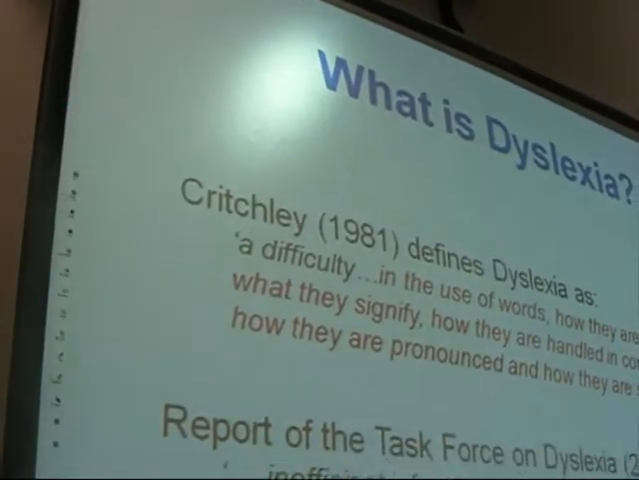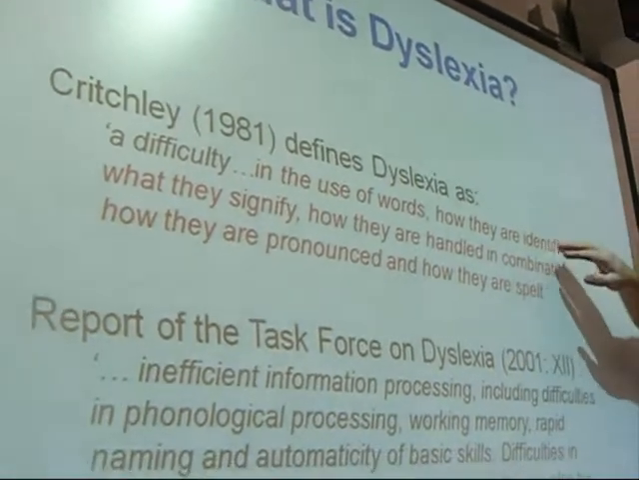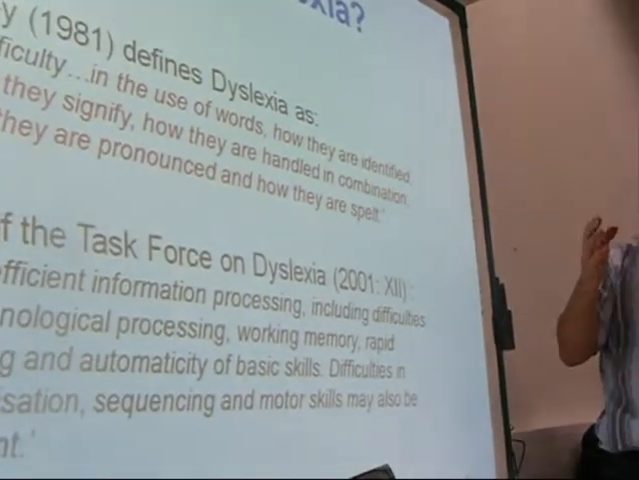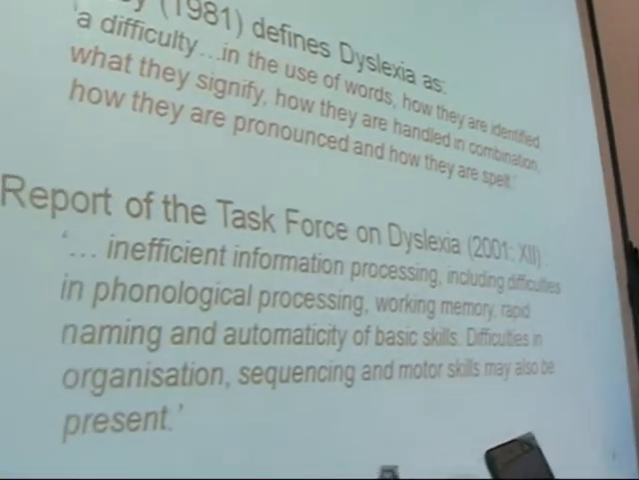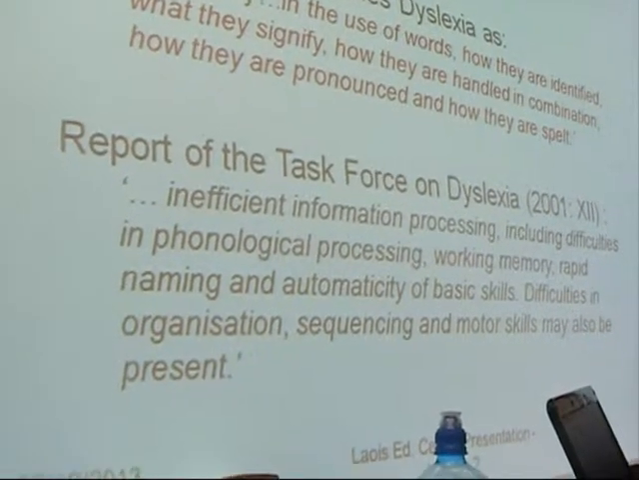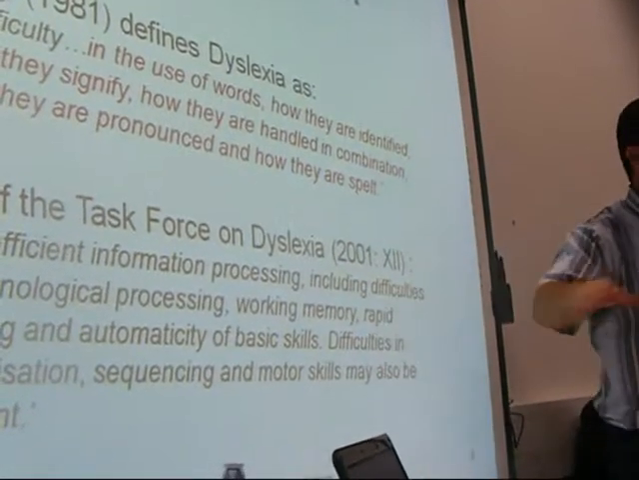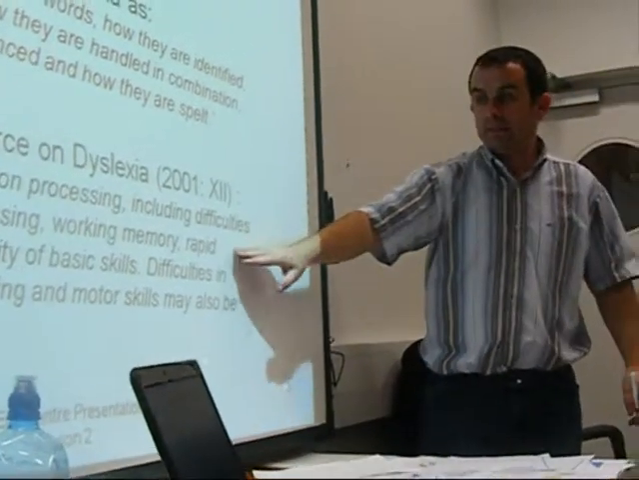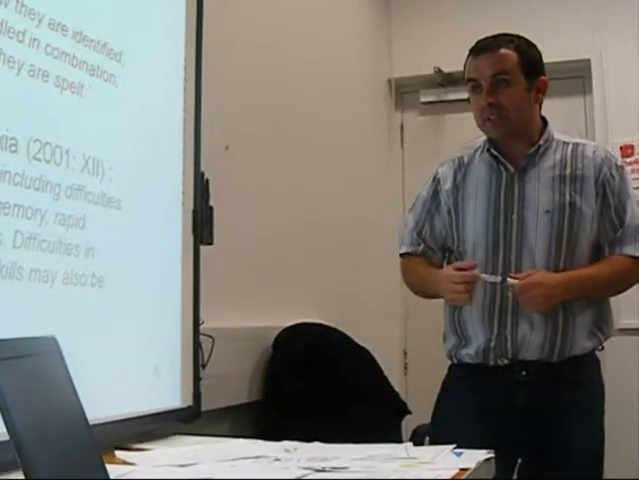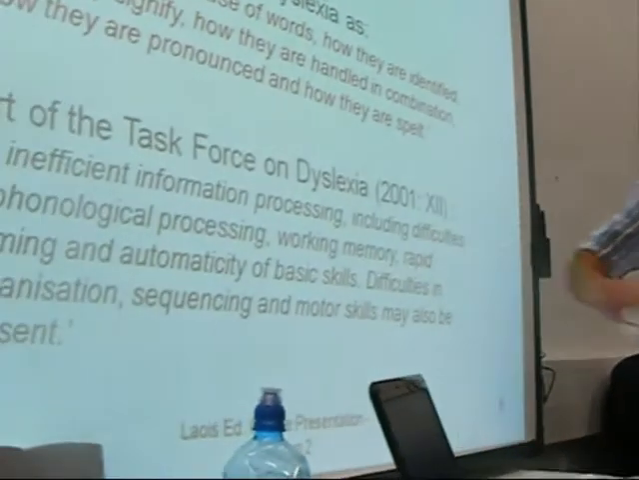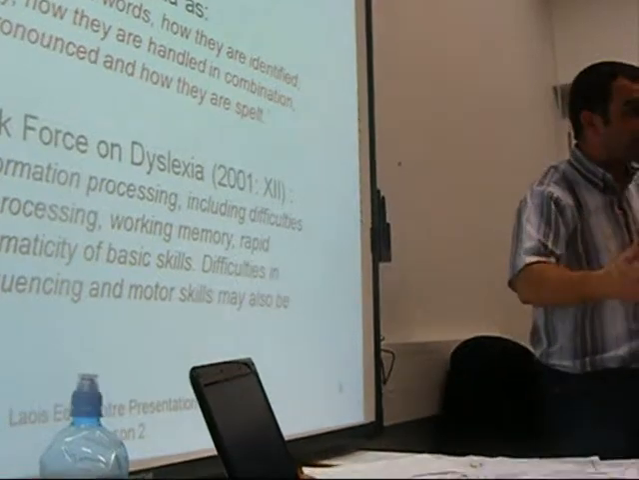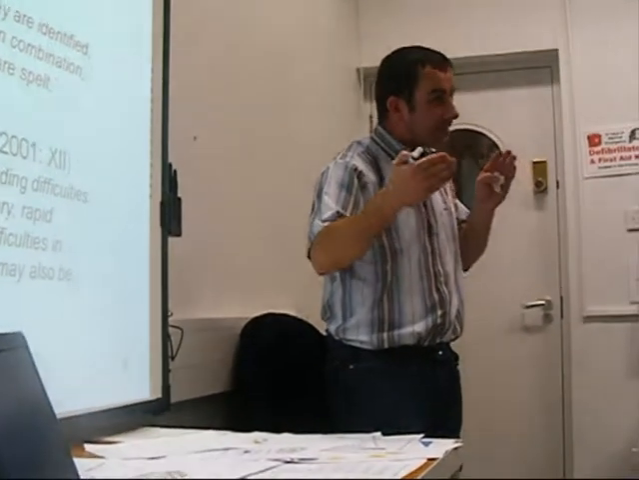Critchley defines dyslexia as a problem in the use of words: how they are identified, what they mean, how they are handled in combination, how they are pronounced and how they are spelled. So this definition is focusing more on the use of words, the use of language, the use of printed matter. Whereas the report of the Task Force on Dyslexia, another important reference that you can look up on Google, states that there are other problems as well, including phonological processing, working memory, rapid naming and automaticity of basic skills. Difficulties in organisation, sequencing and motor skills may also be present. So they're extending the definition as well.